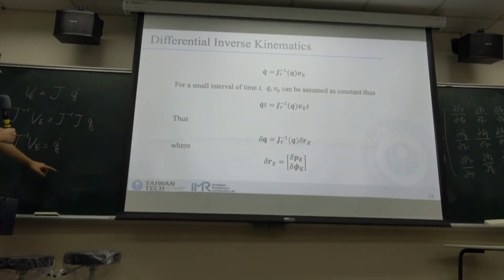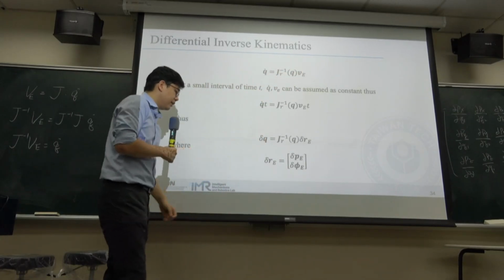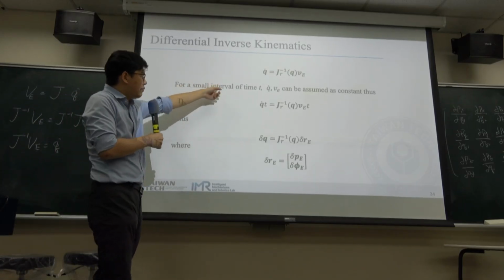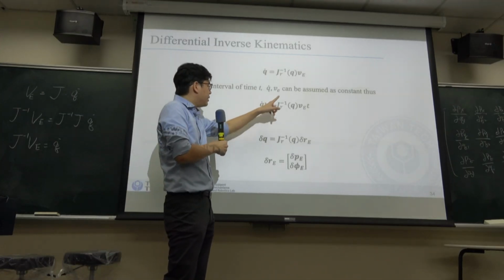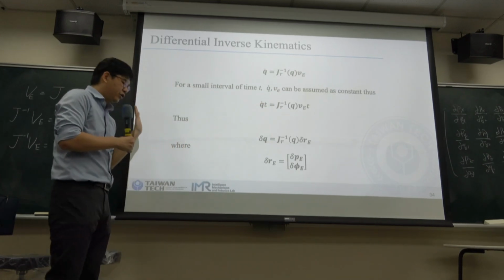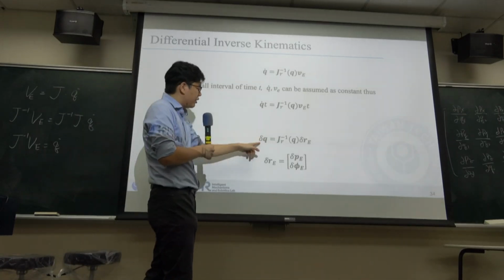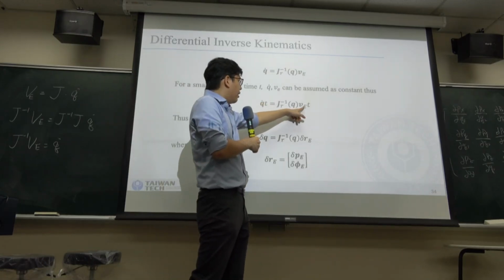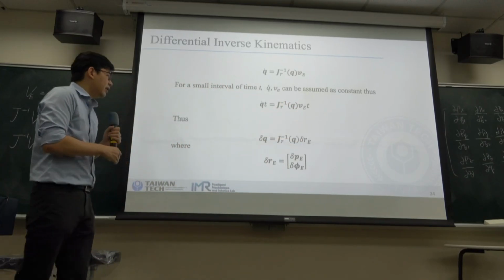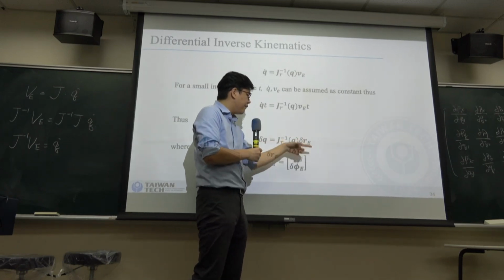So if we see this formula, Q dot is equal to the Jacobian inverse times the end effector velocity. And if we assume a very small interval of time, t, we multiply by t on both sides. So Q dot times t is the joint velocity times the time, which means the joint displacement. And because it is a very small interval, it is a very small displacement of the joint. And our end effector velocity times t means a very, very small displacement of the end effector. So here we map the displacement of the joint and the displacement of the end effector together.